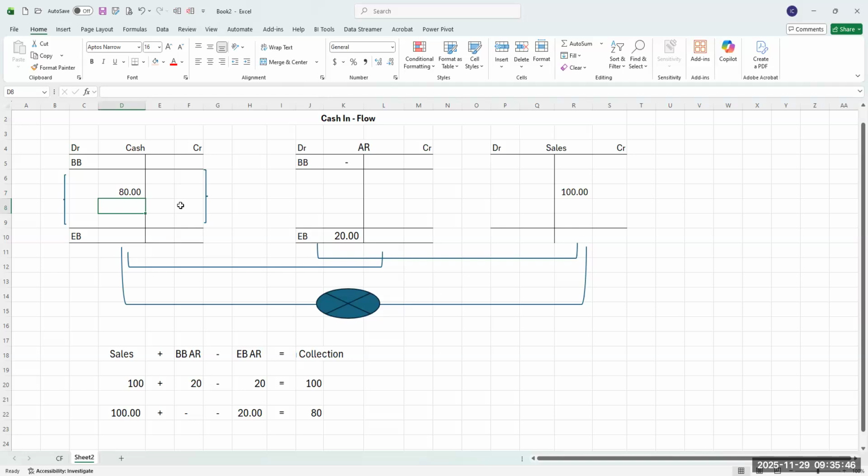Why is my cash less than 100? Why is my cash 80? Why is it not 100? Because the beginning balance is 0. Because I didn't collect all my sales. I collected from my sales only $80. The other $20, the customers haven't paid yet. It's sitting in the customer account. Make sense? Do you understand this logic?